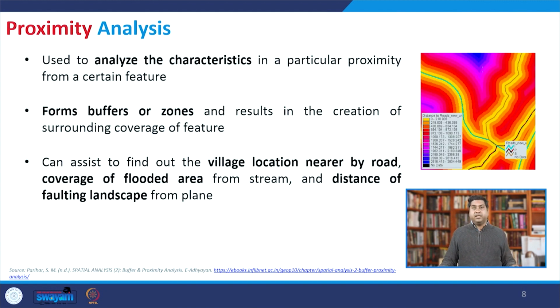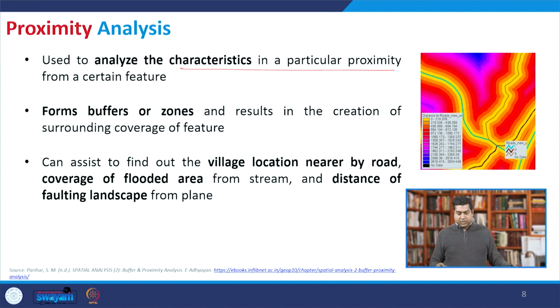Coming to the proximity analysis, this is used to analyze the characteristics in a particular proximity from a certain feature. Say you have a national highway, for example, and you try to understand the settlement along the site. Now for that you can always do some sort of buffer analysis, that okay, it has some influence zone, immediate influence zone of say 500 meter, then 1 kilometer, 1.5 kilometer. So you can observe that.